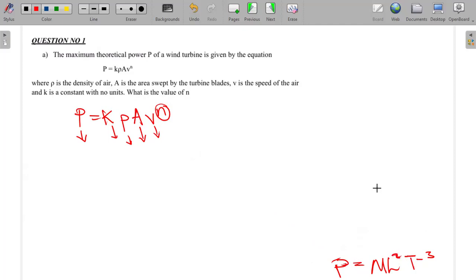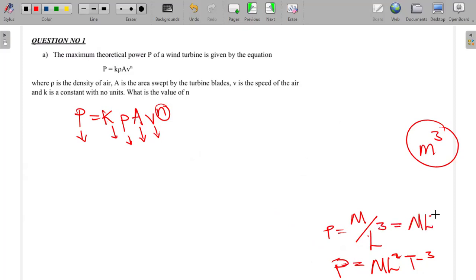Then let's go to rho, which is density. And you know to say density is just equal to mass over volume. So you have your mass there with dimensions M over volume. Volume is measured in cubic meters, which means its dimensions are basically length to the power 3 like that. So the overall dimensions of density will be equal to M L to the power minus 3 like that.